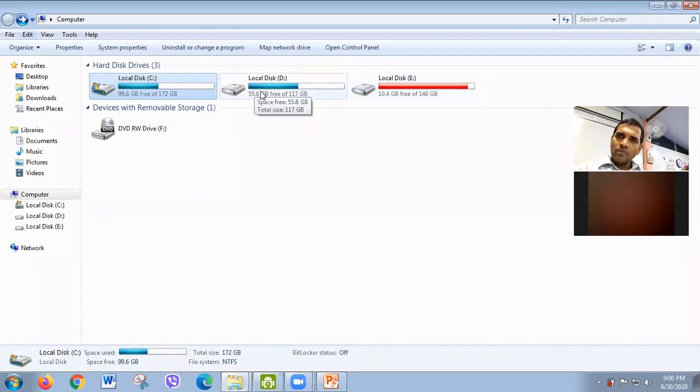What is the third reason? The operating system needs a separate location. It is mandatory that the operating system has a separate location for its purpose, right? So where is this operating system? It is in the C drive. In my computer, the operating system is installed in the C drive.